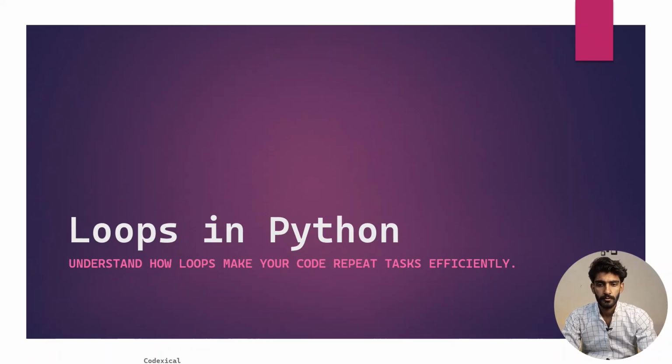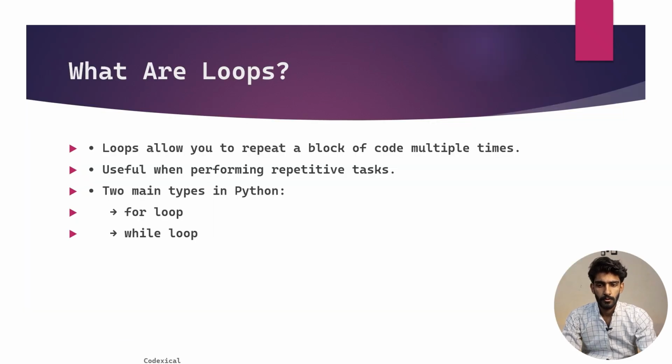Loops, a core concept that allows you to repeat actions effectively. Let's understand how loops work in simple examples. Loops help automate tasks. Instead of writing code multiple times, you can use loops to execute it rapidly until a condition is met. Loops allow you to repeat a block of code multiple times. Useful when performing repetitive tasks. If you want to run a single line of a script multiple times, then you will use a loop.